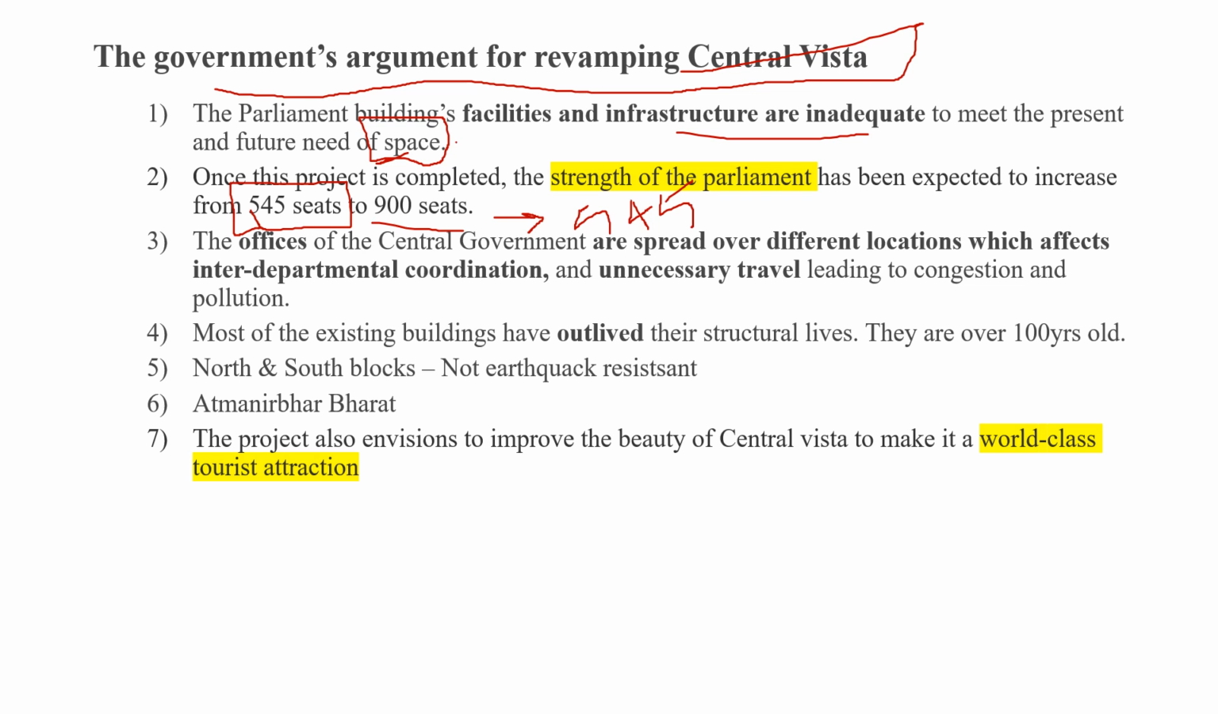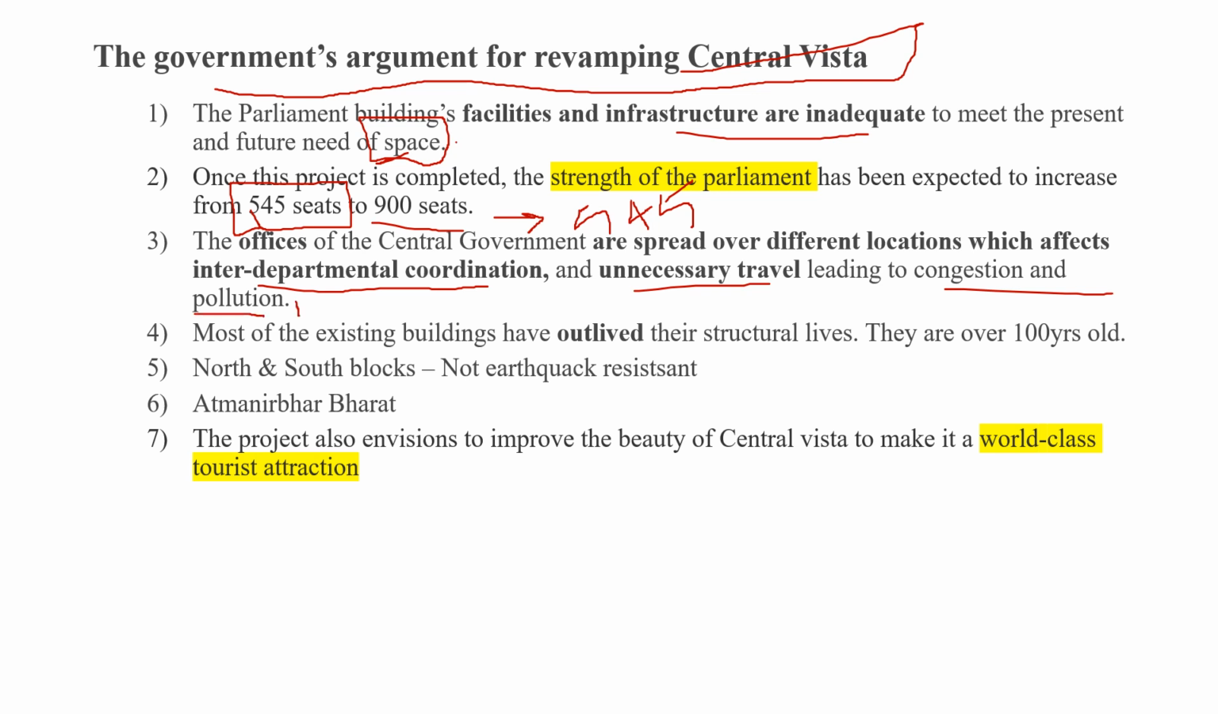Because of this lack of space, sometimes when we go for a joint sitting, parliamentary members have to sit in plastic chairs. Okay, so that is the problem faced in the Indian Parliament because of the lack of space. And one more thing, most of the offices of the central government are spread over different locations in Delhi, which affects interdepartmental coordination and causes unnecessary travel, right? And leads to congestion and pollution in Delhi.